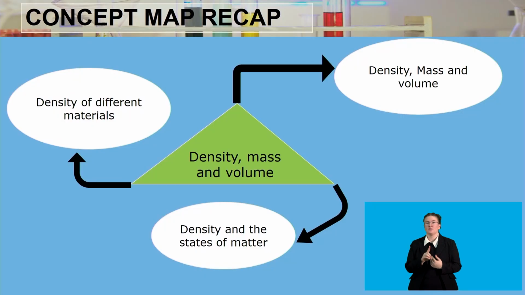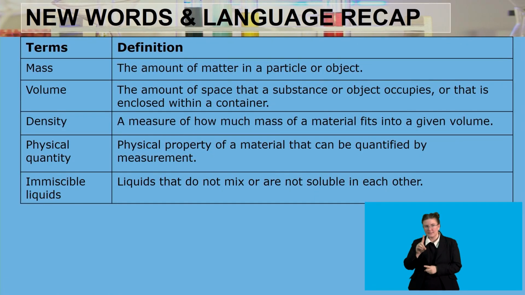So learners, we looked at density, mass, and volume as our main idea. After that, we looked at density and the states of matter. We looked at the density of different materials. Now to recap other things that we did, we also used certain words throughout the lesson, words such as mass, volume, density, physical quantity, and immiscible liquids. Those were the terms that we used throughout the lesson to better explain the concept of density, mass, and volume. What I need you to take away from this lesson is the following.